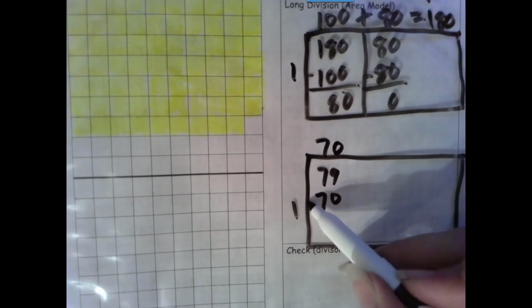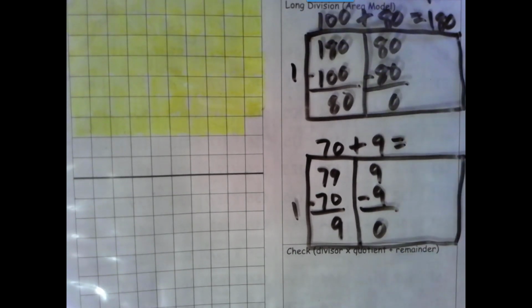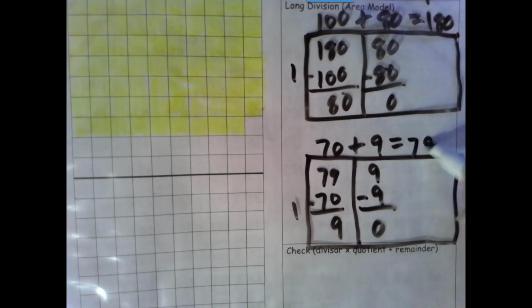Here, 70 times 1 is 70. More on top, no need to stop. Numbers the same, zeros a game. And then 9 times 1 is 9. Numbers the same, zeros a game. Add these partial quotients, we get 79.